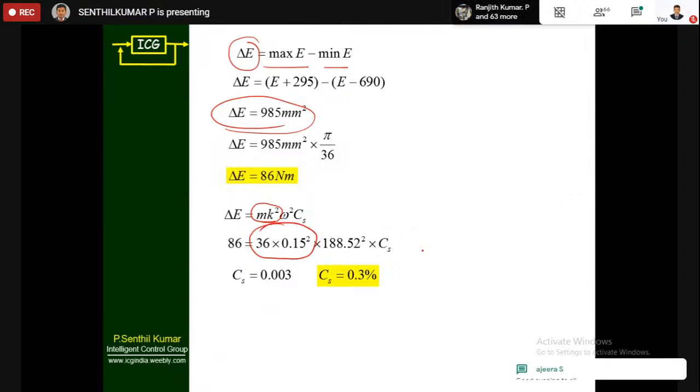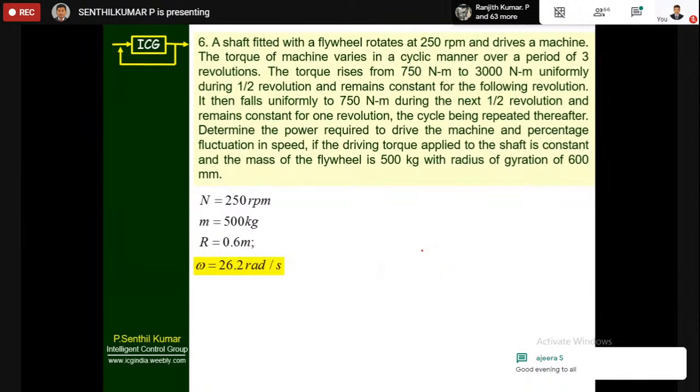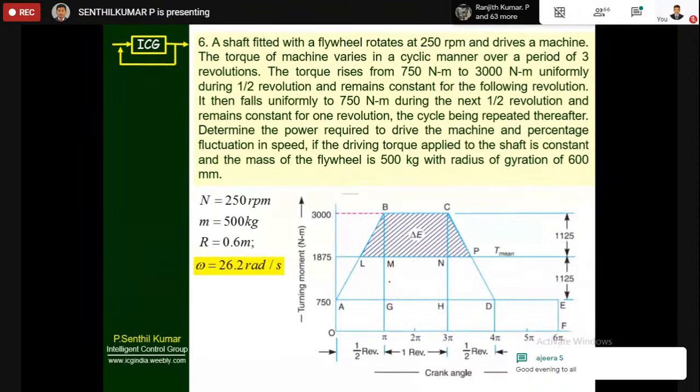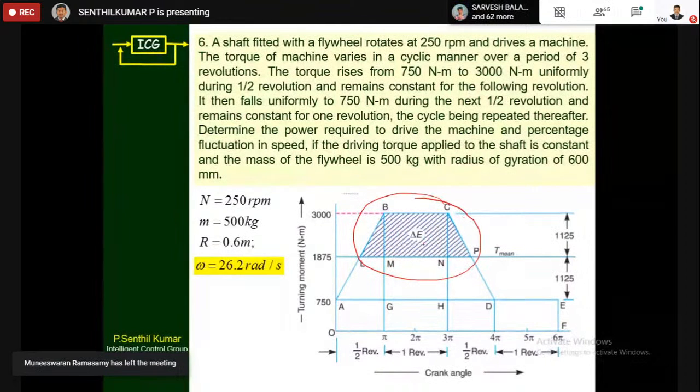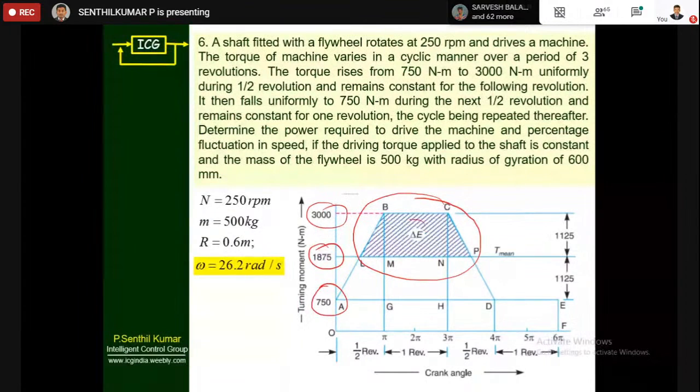Okay, possible questions and other problems. And this is a problem. You have to draw this diagram and solve. They will ask you to find out only del E alone. Sometimes they will give you the diagram with values. Okay, they will ask you to find only del E.